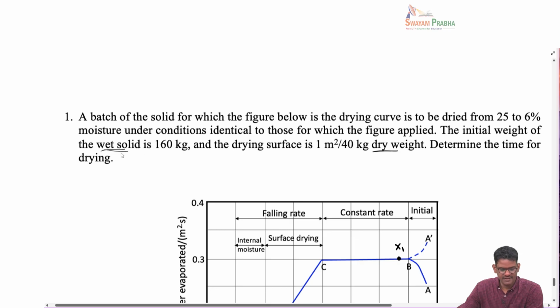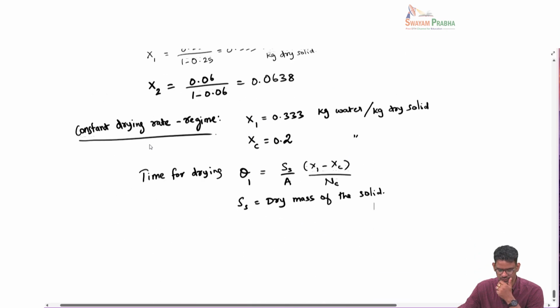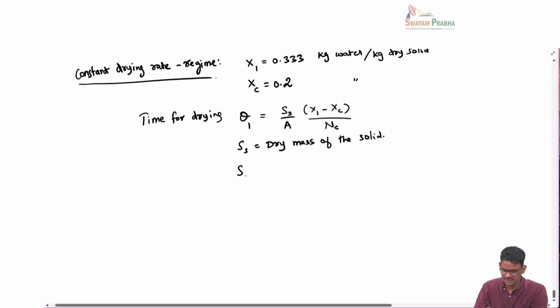What is given is the wet solid weight. We want the dry solid, but the wet solid is given as 160 kilogram. It's an initial weight, and we know the initial moisture also. This is 25% by wet basis. So the remaining 75% of 160 is actually dry weight. We say that SS is nothing but 160 times (1 minus 0.25). So this is about 120 kilogram.